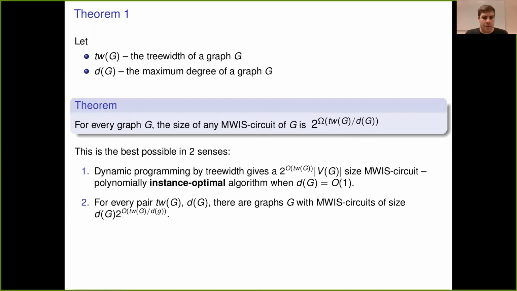And then the second sense in which this theorem is optimal is that for any pair of tree width and maximum degree, we have graphs where we have an upper bound that matches this lower bound. This is easy to see, for example, for a complete graph where we need to divide by maximum degree, but it holds for every combination of these parameters. So this is really the best possible lower bound you can give with these two parameters.